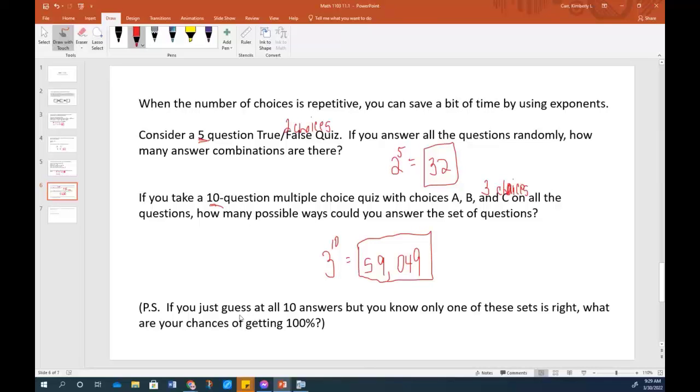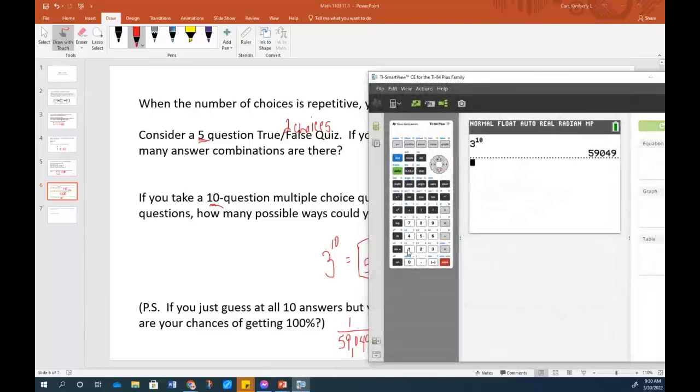And here's where I was saying, just think about it. If you guessed at all 10 answers, but only one of those answer combinations is right, what are your chances of getting 100%? This is not something you have to know for this section, but it just makes a valid point about you don't want to wildly guess. You at least want an educated guess if you have to guess, because if I did take one of those answer choices as right, divided by 59,049.